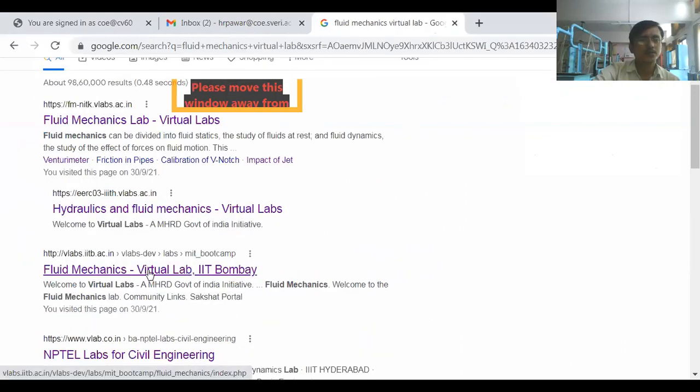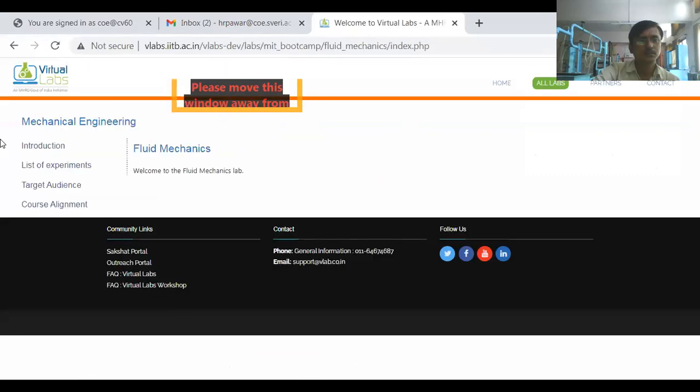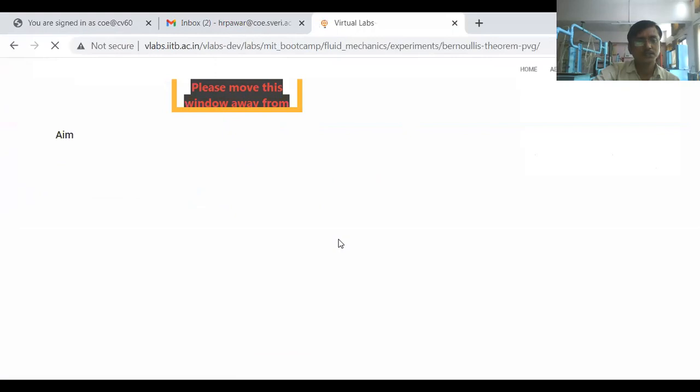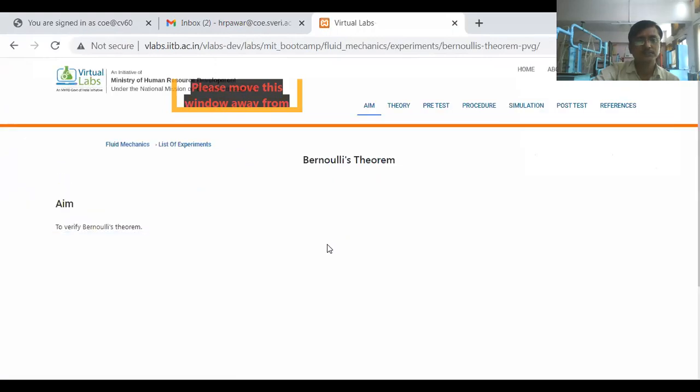This is the IIT Bombay website. List of experiments. Here you can see Redwood viscometer, Bernoulli's theorem, minor losses. So we are interested in the Bernoulli's theorem experiment. On the top side, you can see there are different tabs like aim, theory, pre-test, procedure, simulation, post-test, and references.